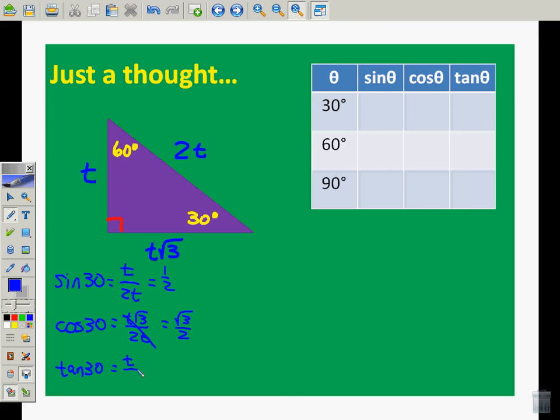Opposite over adjacent. Let's reduce it. Okay? And so look at what happens if I'm going to do the opposite thing. I've got, let's go sine 60 on this side. Opposite over hypotenuse.